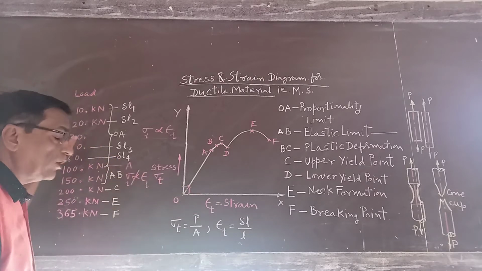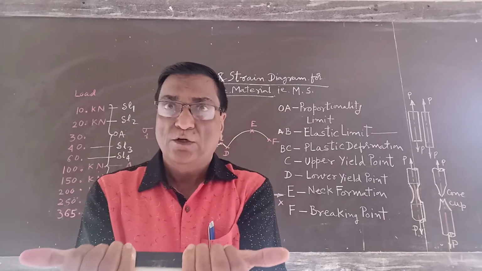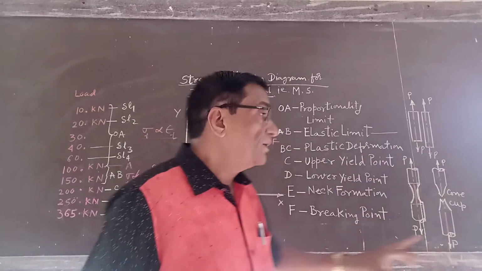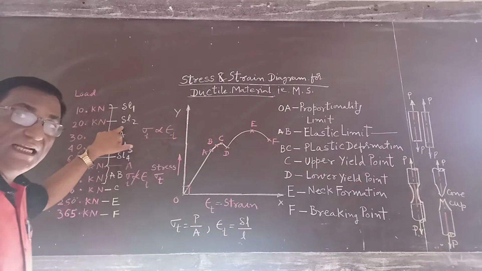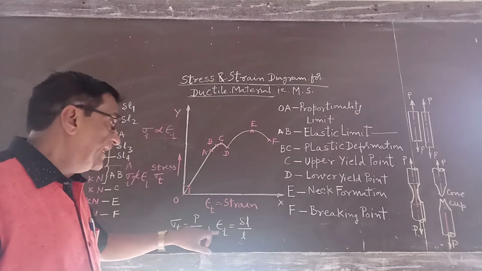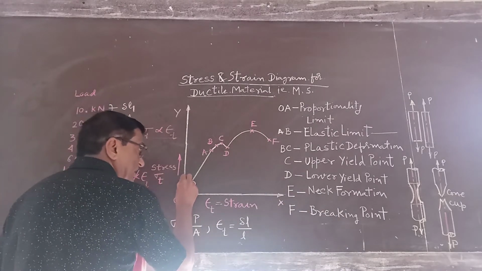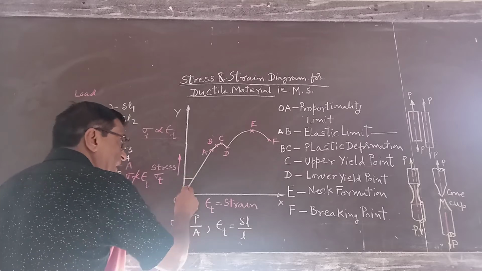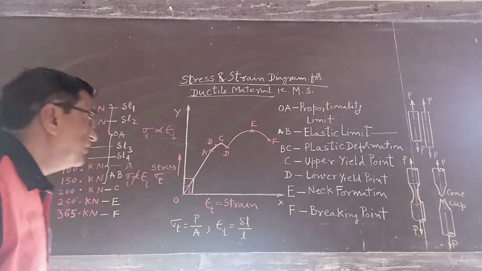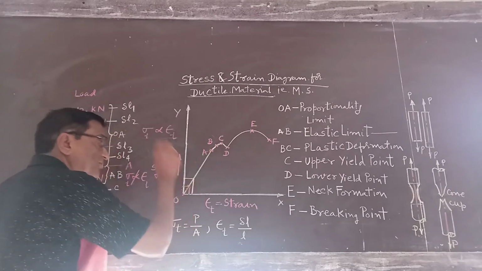Then after getting one point, how do we get the second point? Suppose I increase the load to 20 kN. Then the increase in length, delta L2, will be more than delta L1. I will calculate the strain and the corresponding stress, and plot the stress on the y-axis and the corresponding strain on the x-axis. In this way, I will get the points and join them.